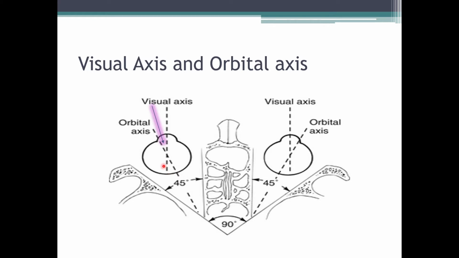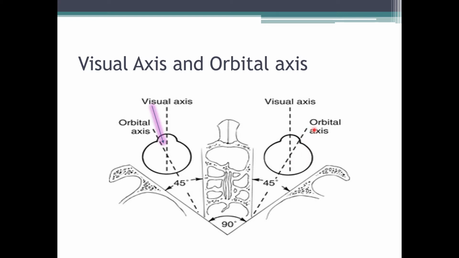The imaginary line passing through the anteroposterior diameter of the eyeball, see this one, this is the visual axis. The visual axis is the anteroposterior line passing through the center of the eyeball. This is the anterior pole and this is the posterior pole of the eyeball, and the line passing through it is the visual axis. And what do you mean by the orbital axis?